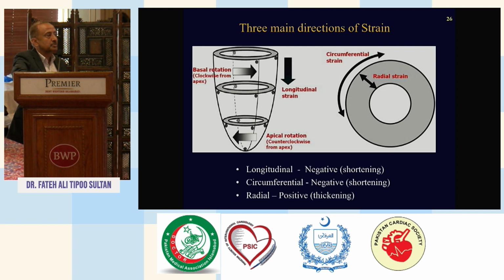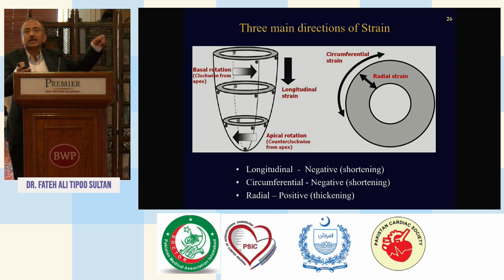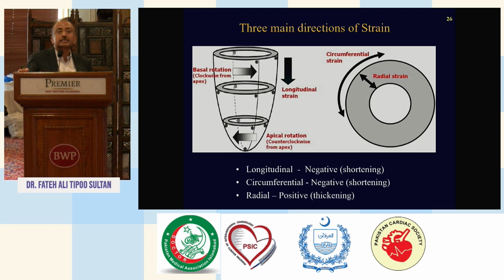One is the longitudinal one, that is the shortening of the LV in the longitudinal direction. The other one is the circumferential one, that is it's reducing the circumference. And the third one is the radial, that is there is thickening of the myocardium. So whenever there is shortening, then it would be negative. So longitudinal strain would be negative, the circumferential strain would be negative, but the radial strain would be positive.